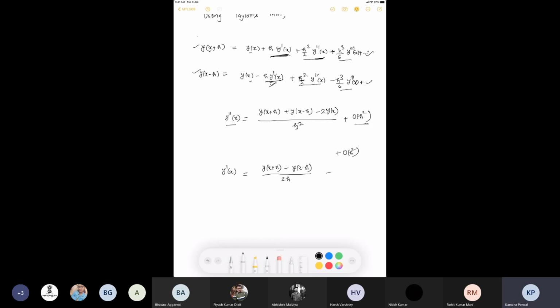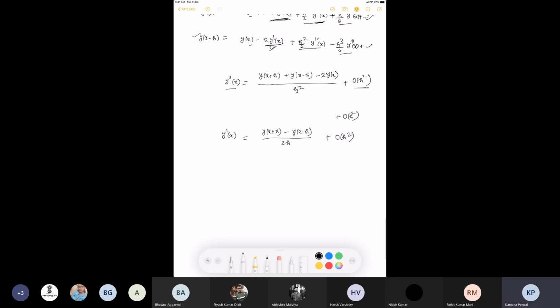And then what is the order of the remainder term I'm going to get? This is going to be h square, because this is h cube and then I'm dividing by 2h, right? So one h will cancel out, and I'll be left with order h square.